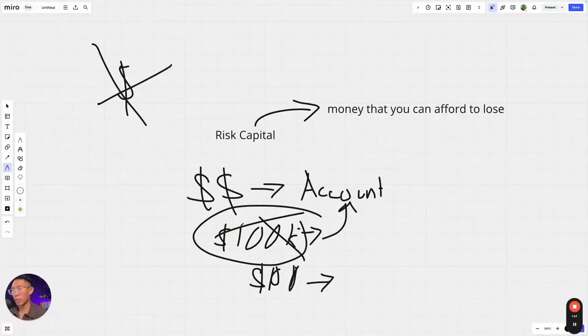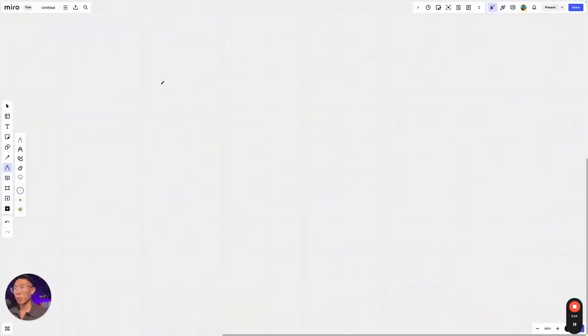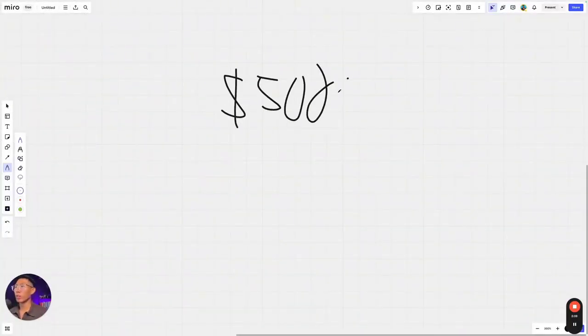It's not your life savings. It's not the money that you need to depend on in order to live, in order to survive, right? Because this is just disposable income. So for example, let's say you have $5,000 in your account, even though most people don't even have $5,000. But let's say that you have a somewhat stable job and you've managed to save up $5,000. You shouldn't be putting all of this $5,000 into your live account.